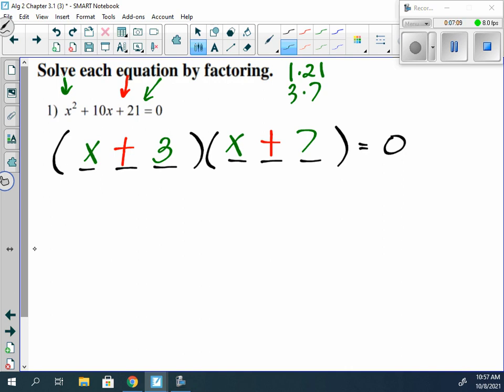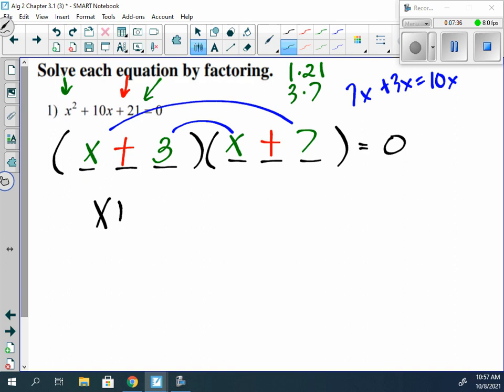So here when we check, x times 7 and 3 times x, well, x times 7 is 7x, plus 3x equals 10x. Is that what we wanted? Well, hey, now do I have two things multiplied together that equal 0? So we can solve. So we could say that x plus 3 is equal to 0, or x plus 7 is equal to 0.